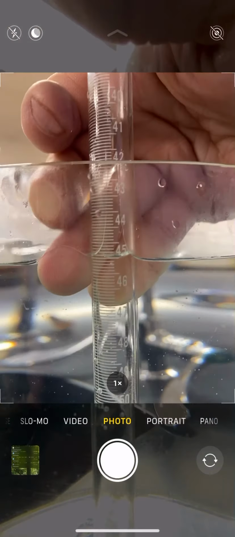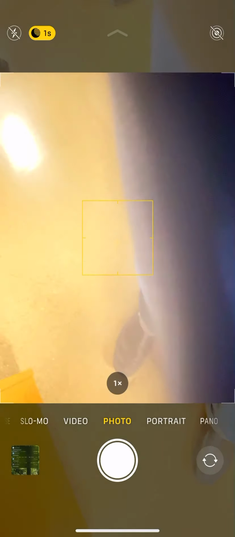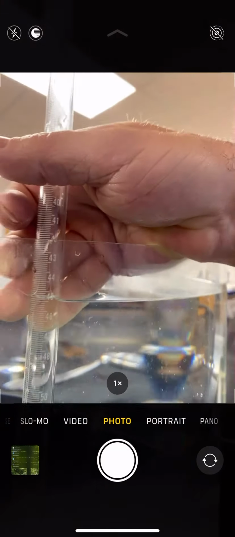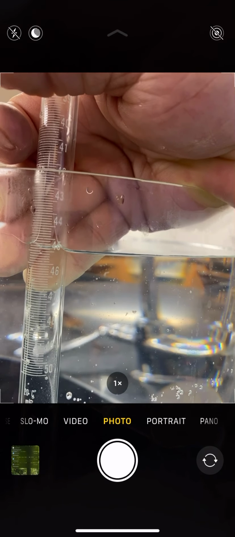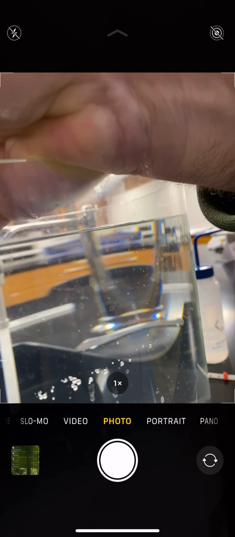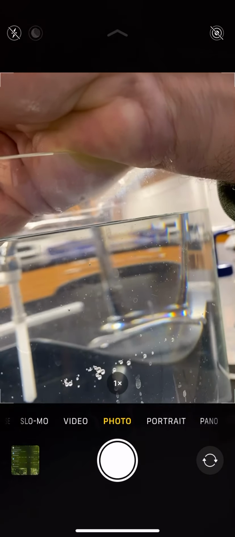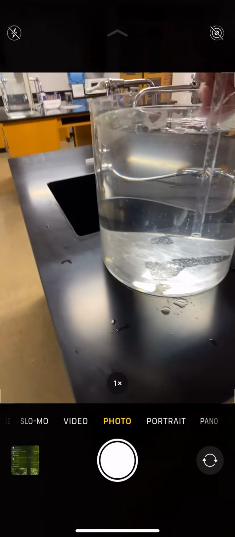Shoot. I'm going to say 45 points. I've got to get this out of the way so I can read it. It's almost right on 45.5. It's just a hair below that. So I'm going to say 45 point. Looks different in the camera. 45.40. I'm just going to say 45.40. Yes, that's pretty close. 45.40.